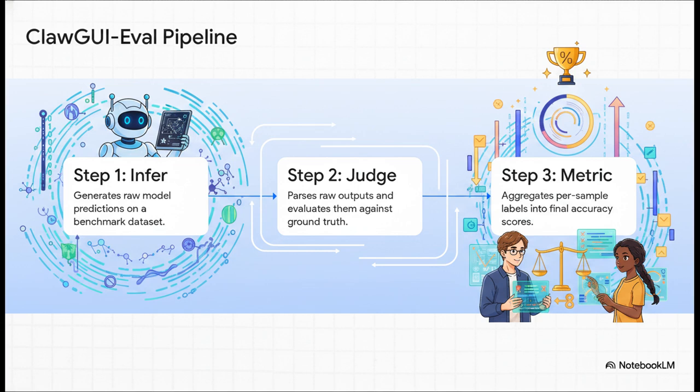In step 1, infer, the model just does its thing. It runs the task and spits out all its raw actions. Then in step 2, judge, a totally separate process looks at those raw outputs and decides if they were correct based on the benchmark's rules. And finally, step 3, metric, just tallies up the scores. Because these stages are decoupled, you can do things like tweak the judging rules without having to rerun the super expensive model inference step all over again. It standardizes the whole process, making results finally comparable across different papers and labs.